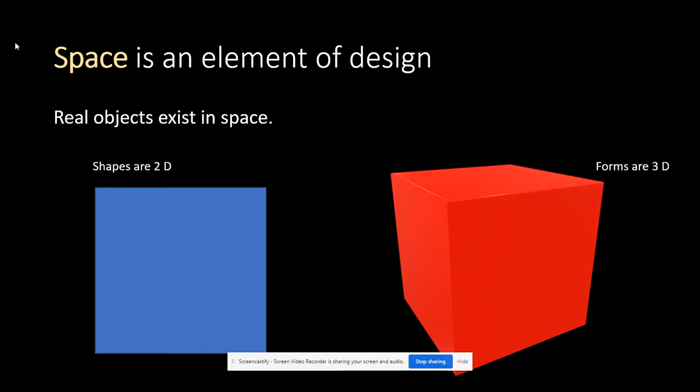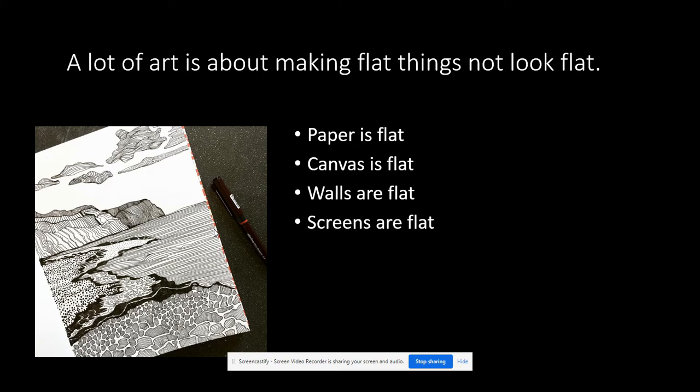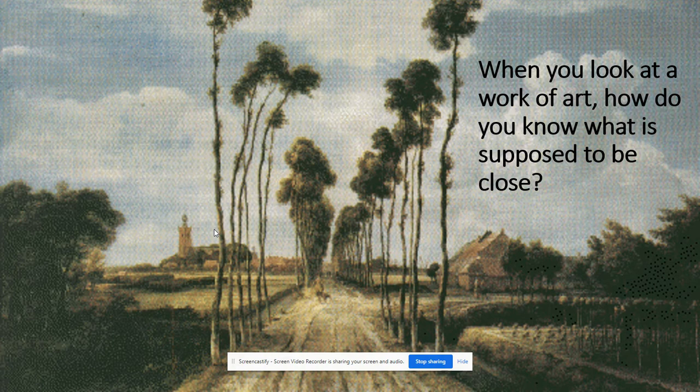Real objects exist in space. They have three-dimensional form. Shapes are 2D. And often the thing that we use to make art is flat, but we're trying to make it not look flat. So we've got flat paper, flat canvas, maybe we're painting on walls if you're doing a mural, or working on a screen when you're doing digital art. But the thing that we're working on is creating a world that's not flat. And we reproduce that world that's not flat in our artwork using all kinds of tricks. And that's what this project is about.